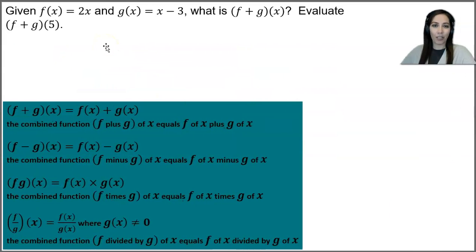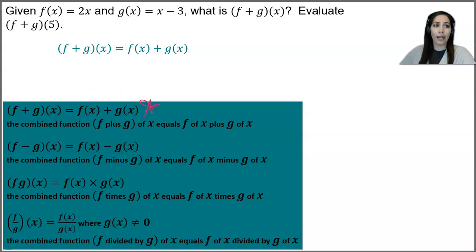Now that we have Chloe's cheat sheet notes, we can go ahead and find the combined function f plus g of x, and then we'll evaluate it when x equals 5. So the first thing I see here is the f plus g of x equals f of x plus g of x. This is what Chloe gave us right here in her notes as the cheat sheet when you have the combined function f plus g.